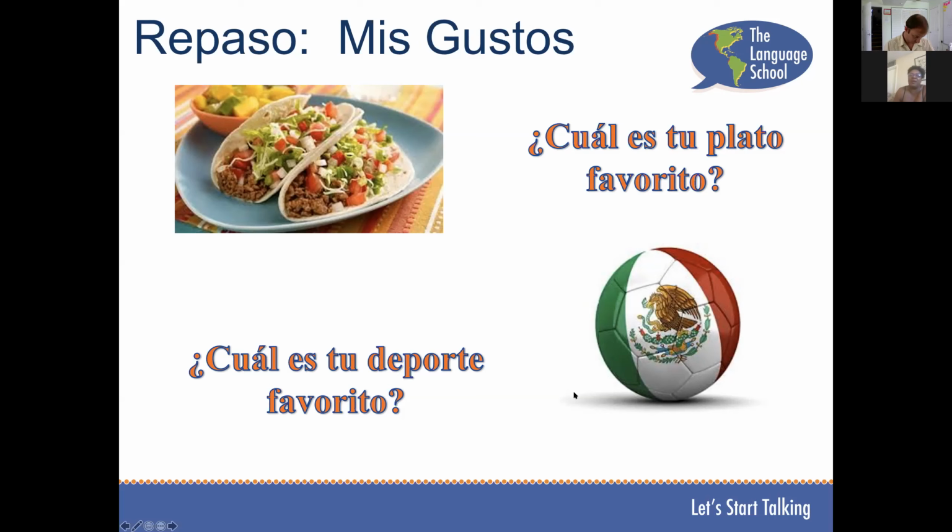I forget how you told me how to say ice skating. Es patinar sobre el hielo. Patinar sobre el hielo. El hielo. Hielo. Kind of sounds like yellow. Yeah. And how do I spell that last part? Hielo. Okay. Mi deporte favorito es patinar sobre el hielo.